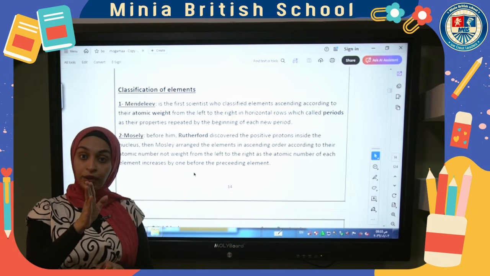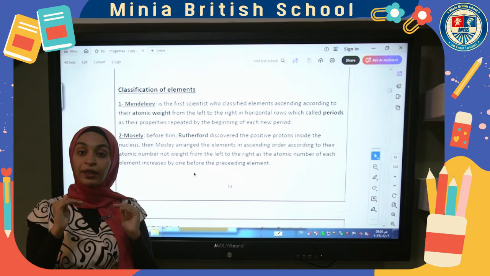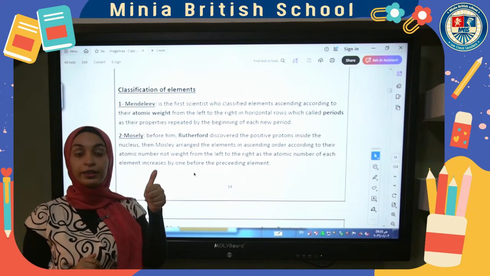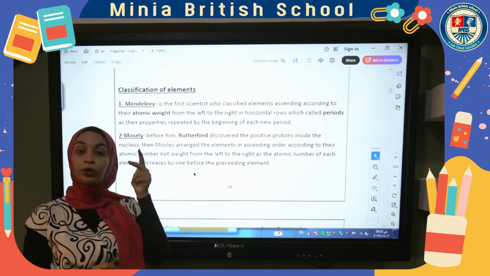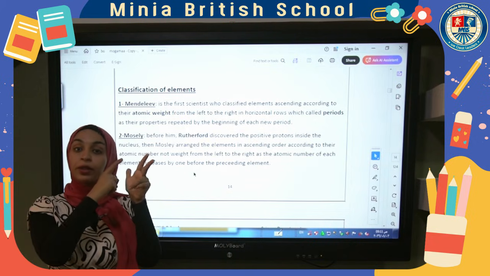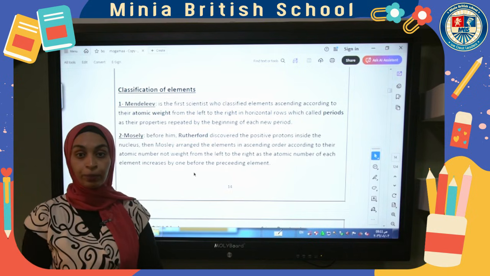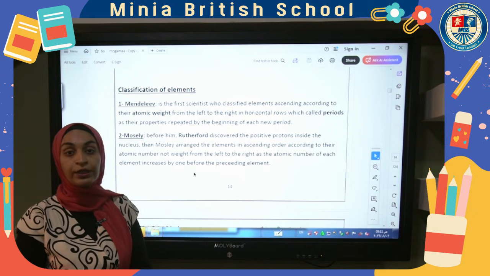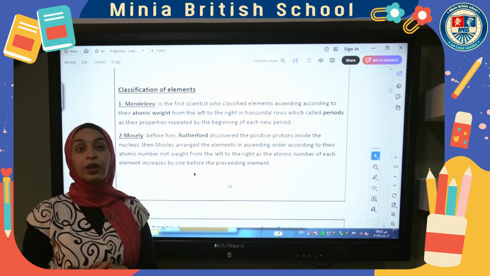And also he discovered in his table that the properties of elements repeated at the beginning of each new period. So if I look at period 1, I can see the lithium, period 2, period 3, sodium, period 3, calcium or potassium. So I can find that the properties of sodium and lithium and potassium are similar in their chemical properties. Actually, in their outermost energy level that's saturated with electrons. After Mendeleev, there is Rutherford.